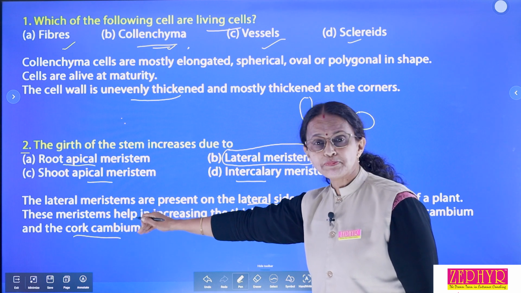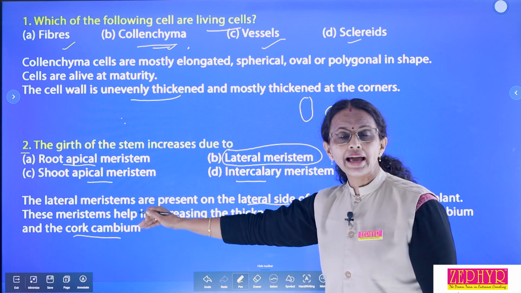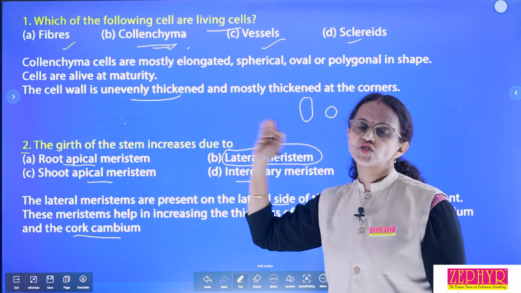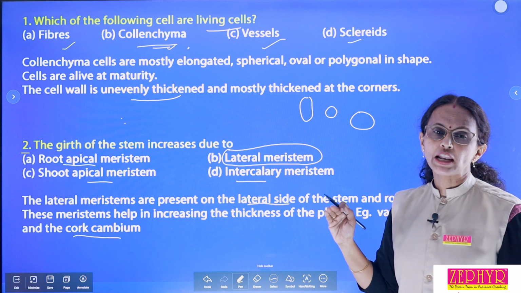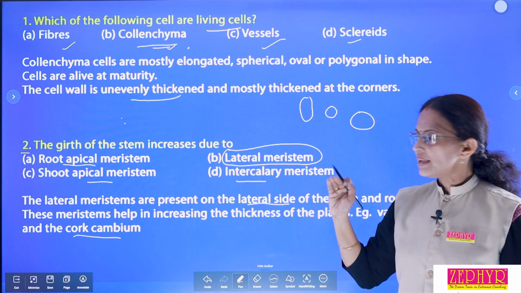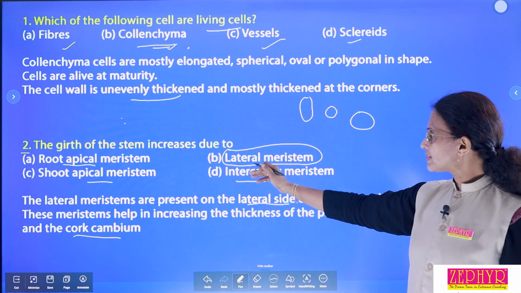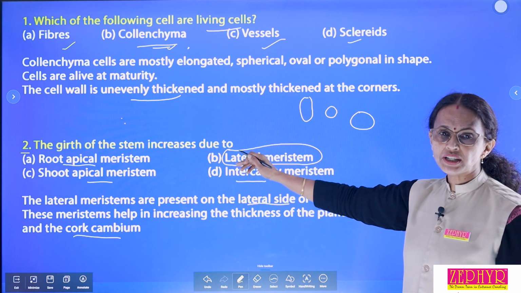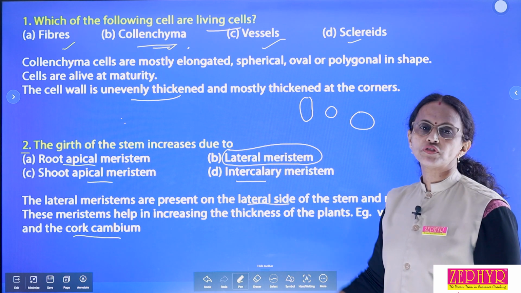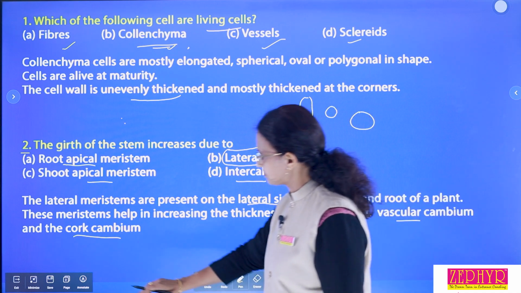Cork cambium is present in the secondary growth of dicot root and stem. Cork cambium is also called phellogen. Lateral meristem examples are cork cambium and vascular cambium, and their function is to increase the girth of the stem. So, the correct answer is lateral meristem.